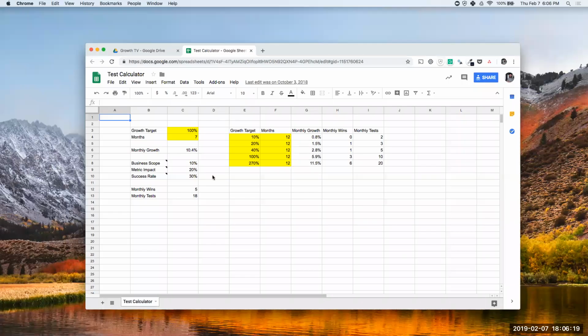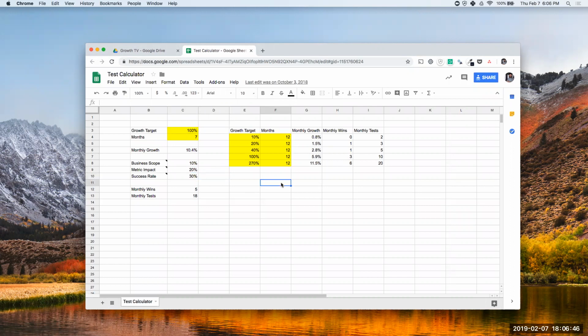Your client wants to hit a certain growth target over a set period of months, and you're not sure how realistic it is. One way to figure this out is by using benchmarks for how often a test is successful, how often that success translates to an impact on the overall business, and what that's really worth, just in general across all the tactics that we've seen.